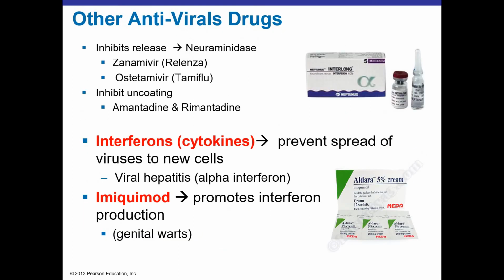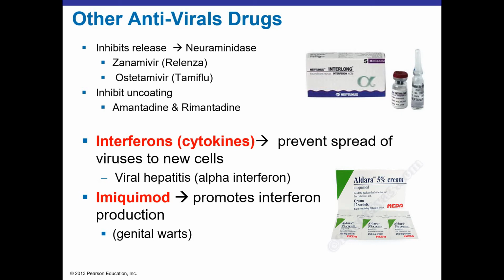Other antiviral drugs, we talked about things like Relenza and Tamiflu that inhibit the release of things for the flu because it's acting at the neuraminidase spikes. The adamantanes inhibiting uncoating, but we've learned that it's not a one-size-fits-all.